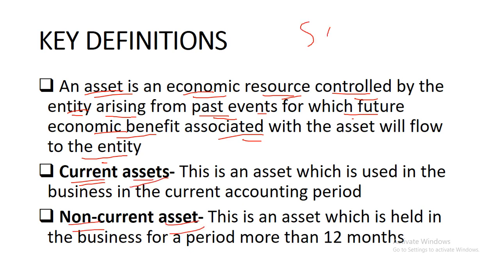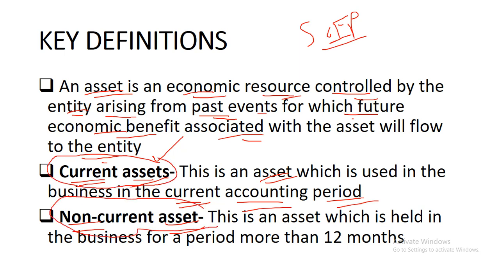So when we look at the statement of financial position, we're going to look at current assets as well as non-current assets. The distinction between a current asset and non-current asset is the period over which that particular asset stays in the company. If this economic resource, which is controlled by the entity, stays in the business for just 12 months, that's called a current asset. Then if it stays in the business for more than 12 months, then it's a non-current asset.